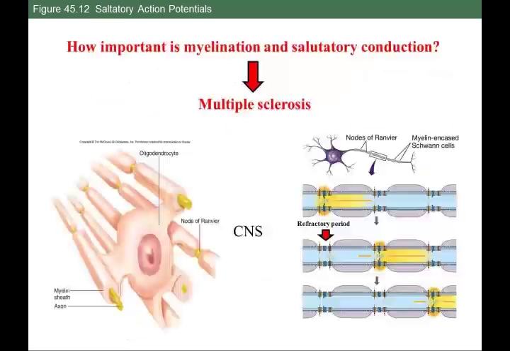Okay. And again, the importance of myelination and saltatory conduction can really be understood when we look at pathologies related to the malfunction of that. One dramatic example would be multiple sclerosis in the central nervous system, when myelination is lost.